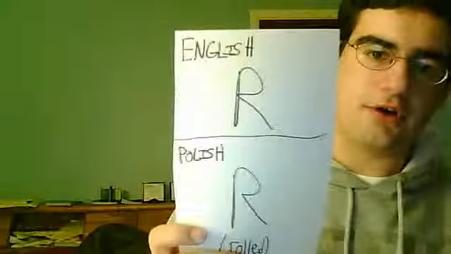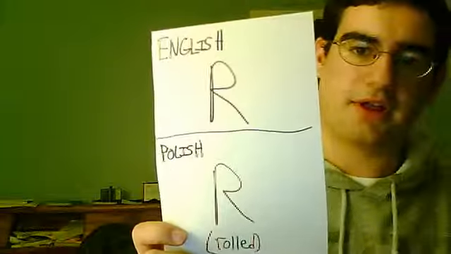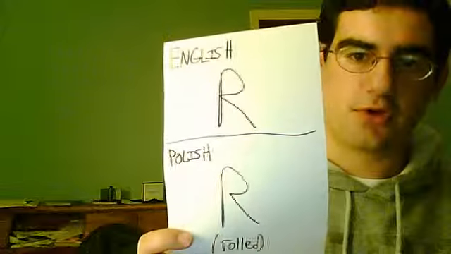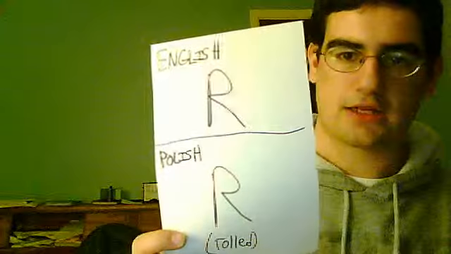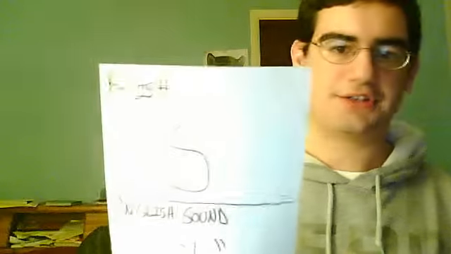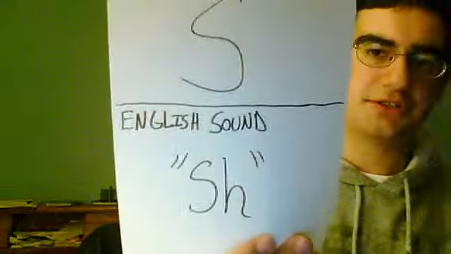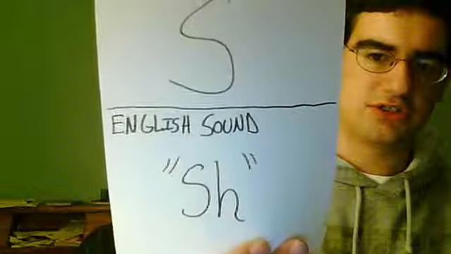The R. The R is like in English, but it's more like a Scottish R, like it's rolled. You have to roll your mouth when you say it. This is the Polish S. It has that little mark on the top, and it has a sh sound.